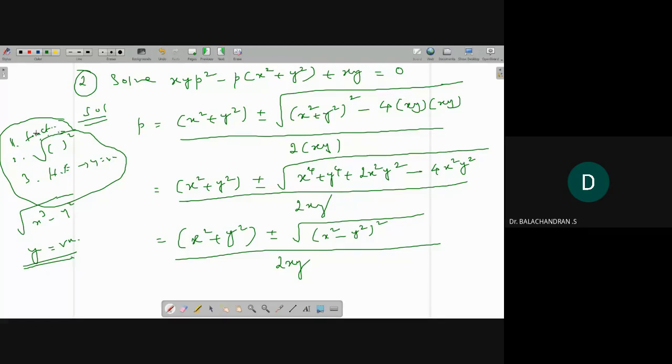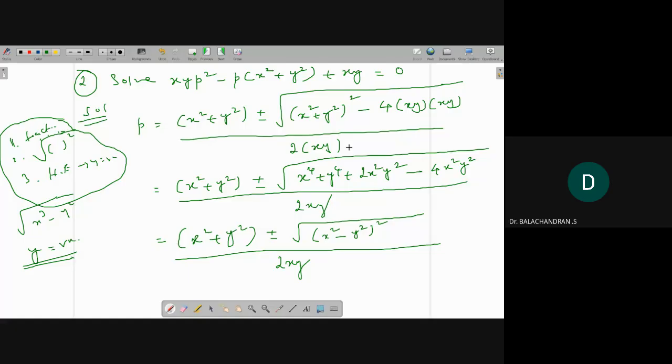So first one, is it possible to factorize into linear factors? Second one, if you write p equal to like this, is there a square under the root? Third, if it is not a square under the root, check whether this equation is homogeneous. If it is homogeneous, you can solve by solve for p. Otherwise, it is better to choose either solve for x or solve for y. But Clairaut's equation, I will tell, there is a general form.